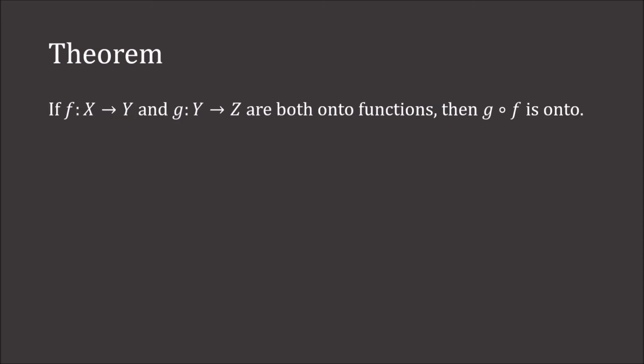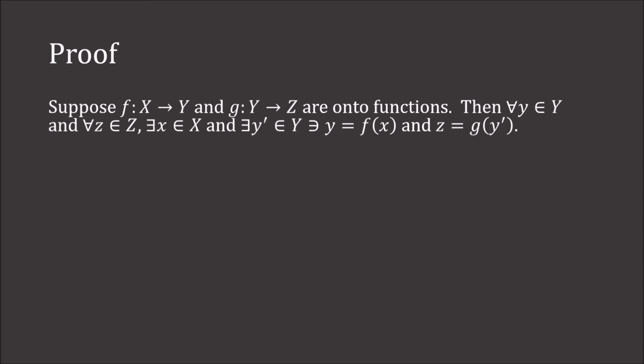If f from X to Y and g from Y to Z are both onto functions, then g of f is also onto. So what this says is the composition of onto functions is also onto. So suppose that f goes from X to Y, and g goes from Y to Z, are both onto functions. Then what this means is for all y in Y and for all z in Z, there exists an x in X and there exists a y prime in Y such that y is f of x, and z is g of y prime.